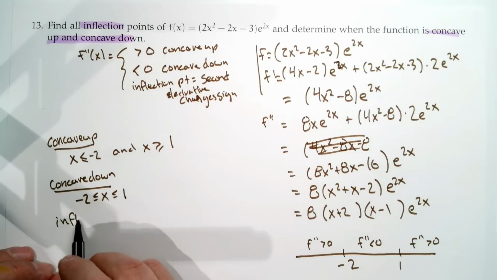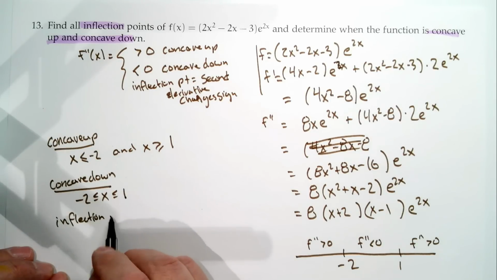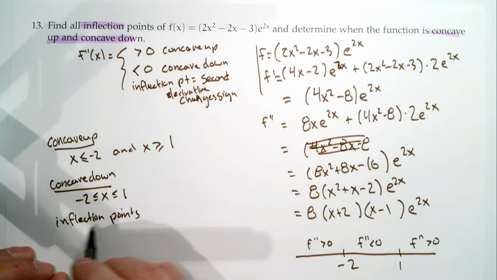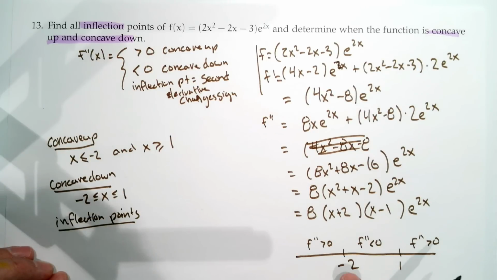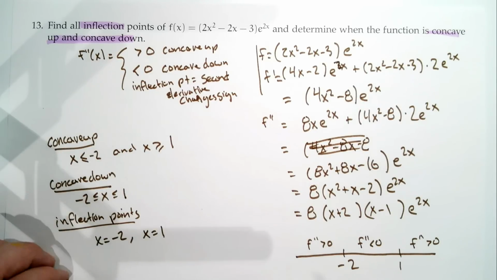Inflection points, well, where do we change our signs? We're looking for our sign changes. At -2, we change from positive to negative, and then at 1, negative to positive. So they're both inflection points. Now, just because your second derivative is 0 at a point does not automatically make it an inflection point. You have to change sign.